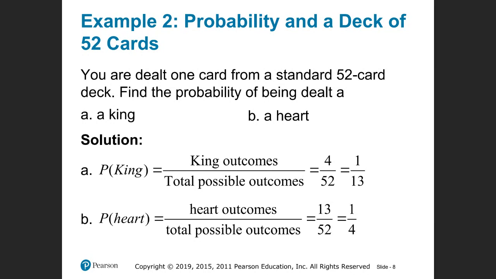The probability of a heart is the heart outcomes divided by the total possible outcomes. There are 13 hearts divided by 52 cards, which reduces to 1/4.